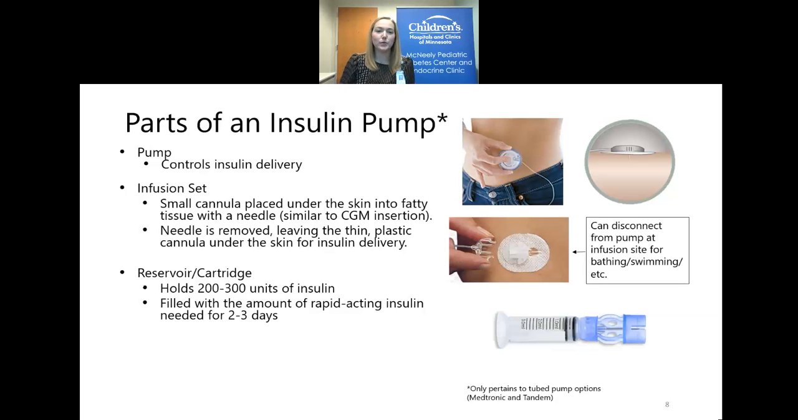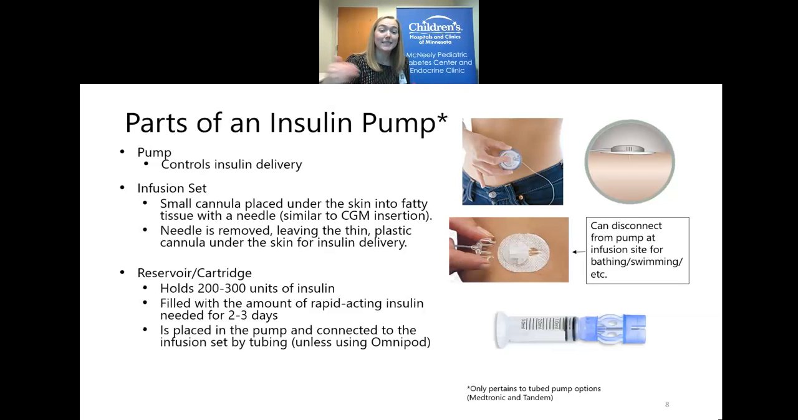We are going to fill the reservoir with insulin, and we can use vials or our pens, whatever we're using right now to fill the reservoirs. We fill the reservoirs with only 2 to 3 days worth of insulin, not the entire 200 to 300 units, unless you're using that much in 2 to 3 days. Then your reservoir gets placed into the pump and connected to your infusion set by tubing. And this is just if you're using one of the tubed pumps.